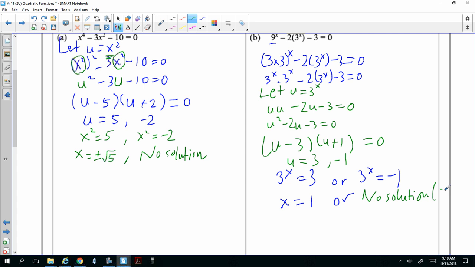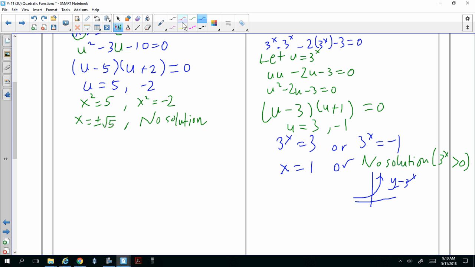Always bigger than 0. Now, why is it the case? If you draw the graph of the exponential from the function topic, it goes up like this. That's y equal to 3 to the power of x. And you notice that you will never intersect negative 1. There's no answer to this. It can never be negative 1. So therefore, no solution.